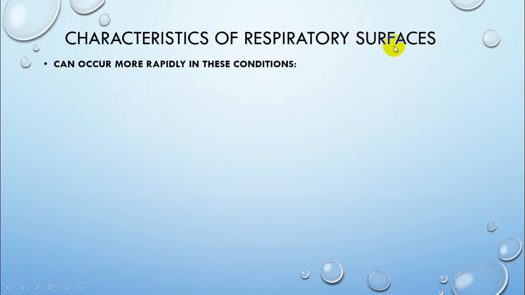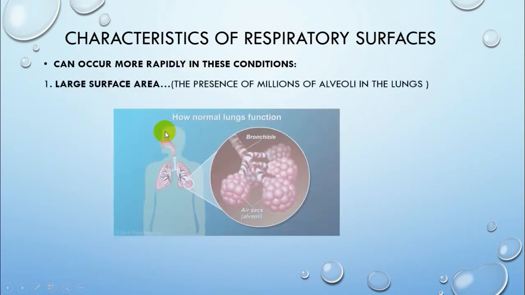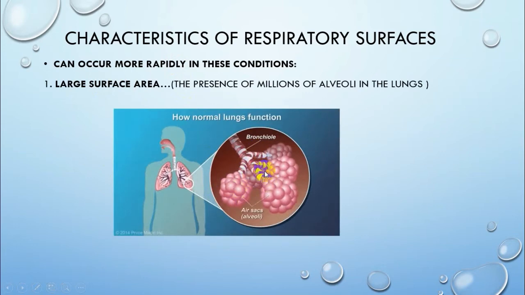Characteristics of the respiratory surface. Respiration, the process of releasing energy from the food that we obtain, can happen more rapidly and release more energy because of the reasons that we're going to talk about. The first one is a large surface area, because there are lots of air sacs or alveoli in the lung, making a large surface area. It means there are lots of areas which can give oxygen to the bloodstream and make the respiration process easier.